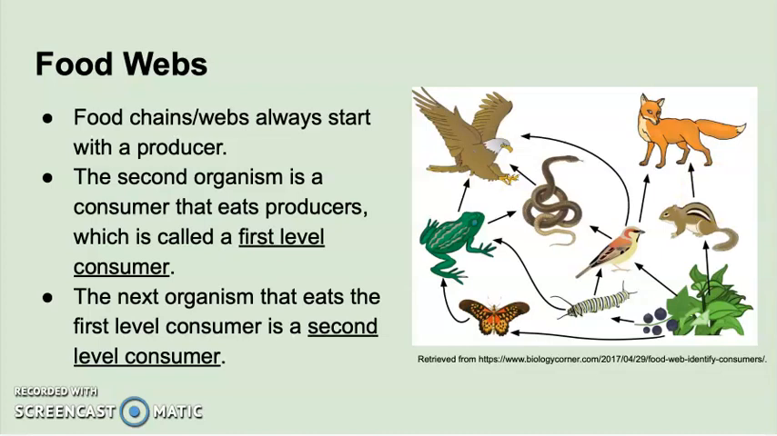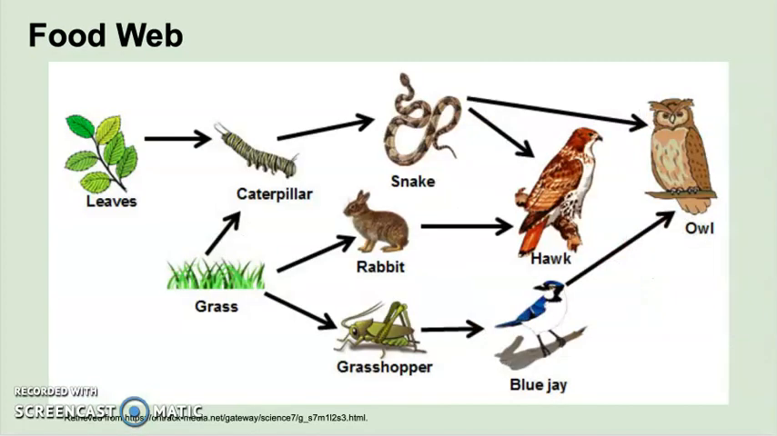If you look at other examples, you can pull out single food chains within a food web. In this example, our producers are over here, so we have leaves and grass, and then you would build from there. If I were to pull out one single food chain in this food web, I may start with leaves and then go to caterpillar, to snake, to owl. So there are several food chains in this food web that combine together. You can see that some of the organisms eat more than one thing.